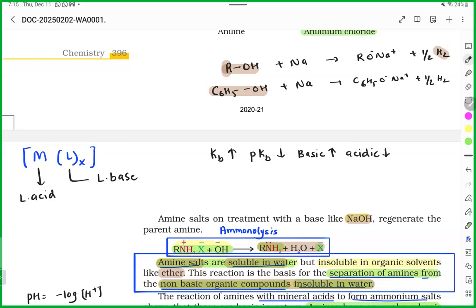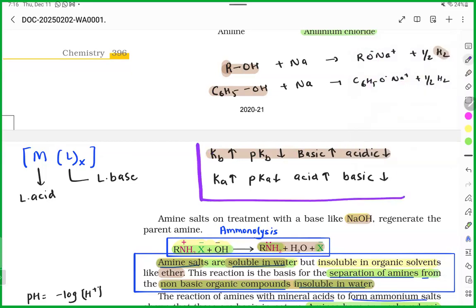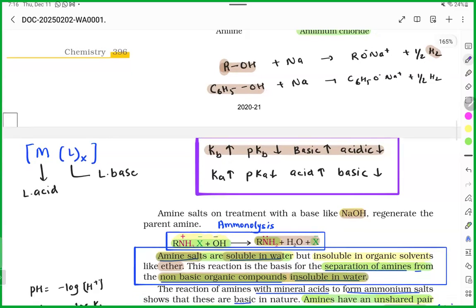Do you remember the GOC we did, Parinder? Same thing. And you can compare with Ka. If you have more Ka, pKa will be less, acidic character will be more, basic character will be less. More Ka, more acidic. More Kb, more basic. Any doubt, guys? No, sir. This will be really helpful overall in my chapter, previous alcohol, phenol, ether, carboxylic acid.